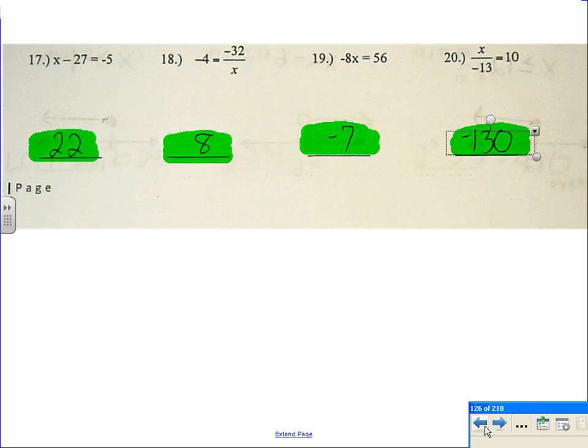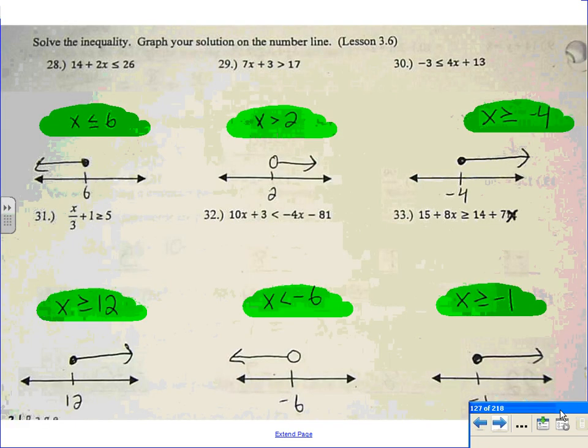23, negative 1.8. 24, 4.67. 25, 0.18 or 18 over 100. 26, negative 5.7. 27, 16. 28 is up there. So 28, x is less than or equal to 6.